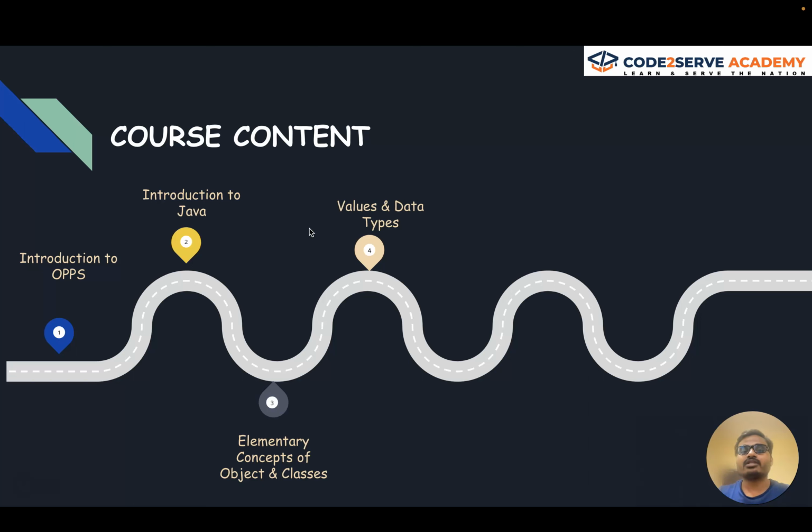Then we are going to learn about values and data types. So in this chapter, we'll be learning which type of data type we require to compute a certain type of values. Here we'll learn about the different types of data types that are available. It may be primitive, it may be reference. We'll learn about all those in chapter number 4.